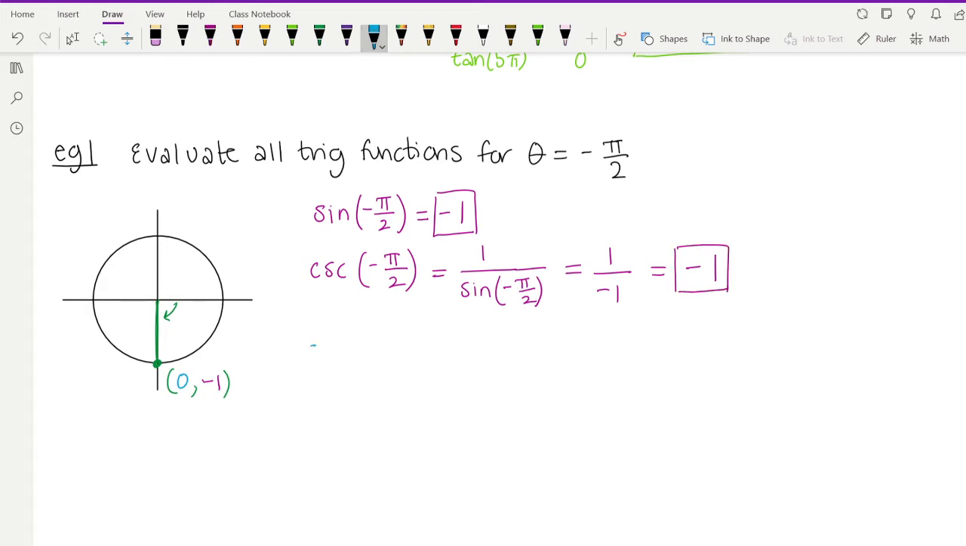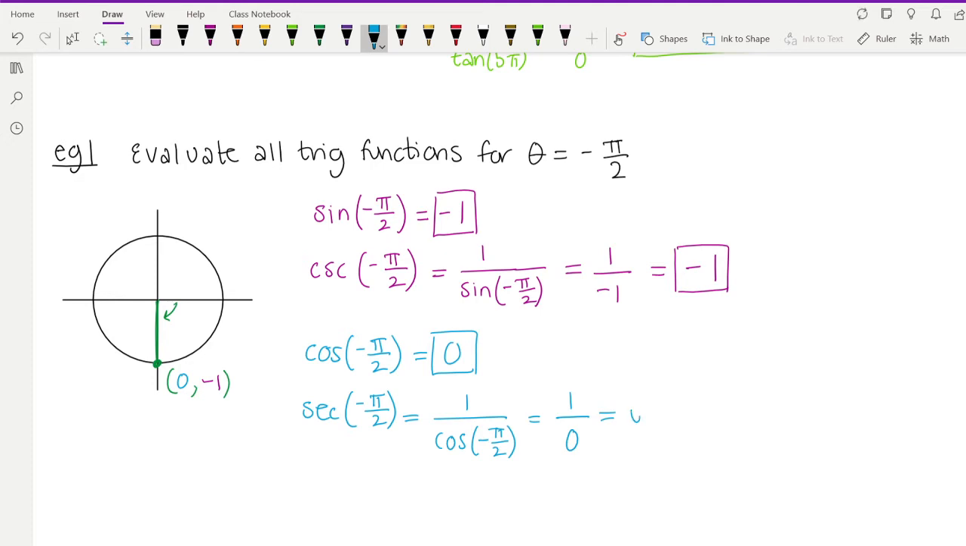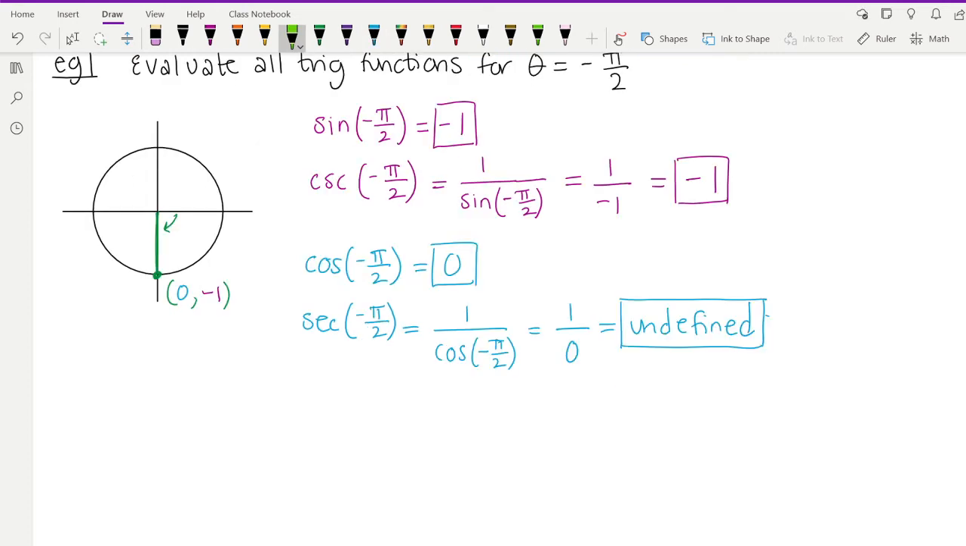Okay, what happens now with cosine? Well, cosine is the x-coordinate. And so in this case, the x-coordinate is 0, right, of our terminal point. And so the reciprocal of cosine is secant. So we're going to have 1 over cosine of negative pi over 2. And so that's going to be 1 over 0, and so that is undefined. Okay, so now we have tangent and cotangent, and we'll see that something a little bit interesting happens here.